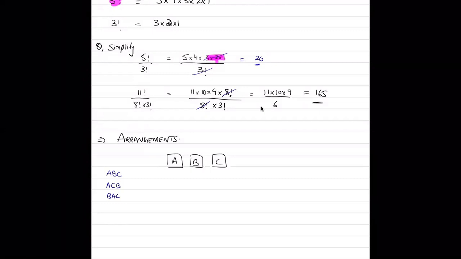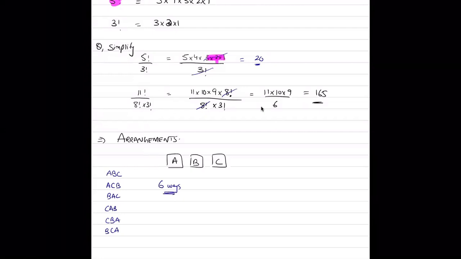CAB, and CBA, and BCA. Are there any other possibilities present? No, I think. No. So the 3 objects can be arranged in 6 ways.